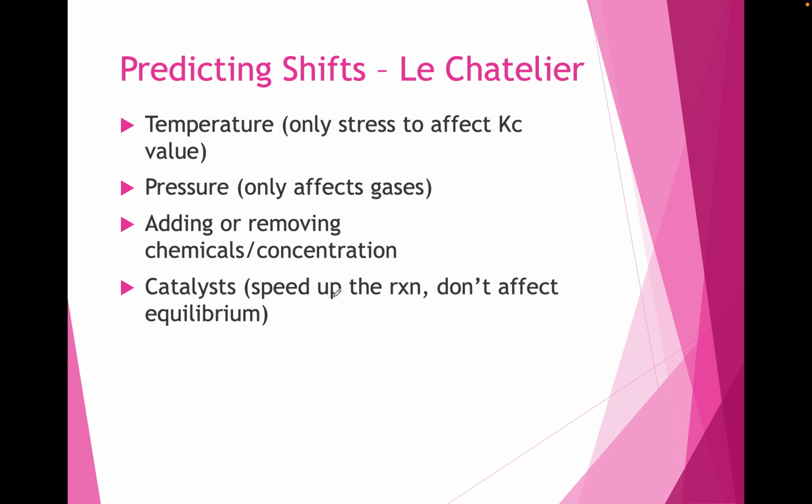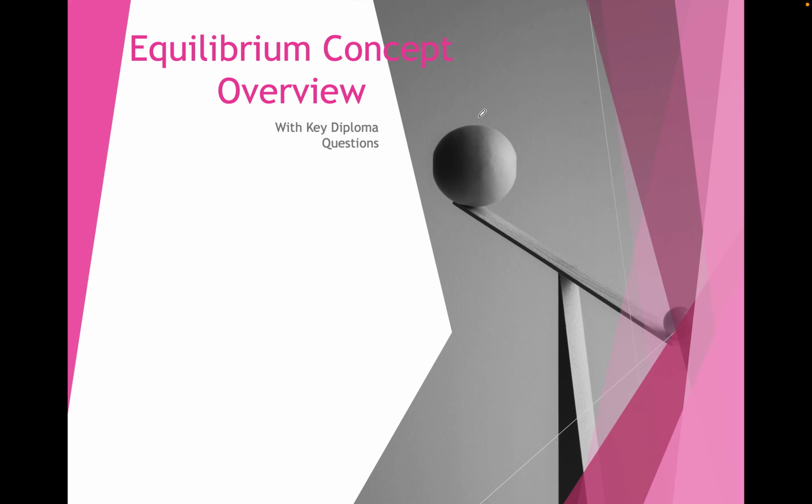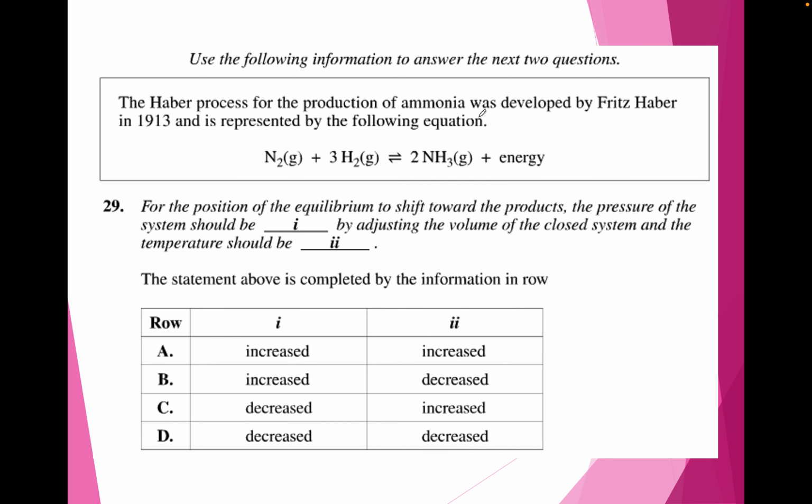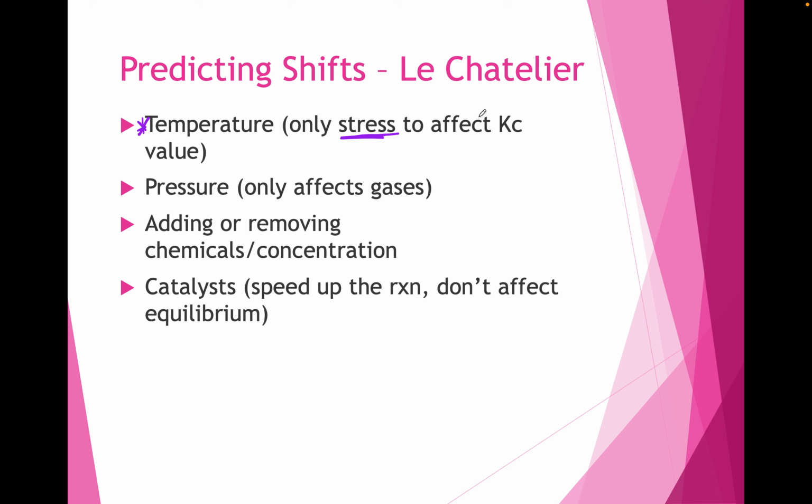So there are 3 stresses that we're going to apply. One is temperature. This is when we're adding in energy or we're cooling the system down. Now this is also noted here that this is the only stress that can affect the Kc value. We'll talk more about Kc, that equilibrium constant and how we can calculate it, and then we'll look at how temperature can affect it.